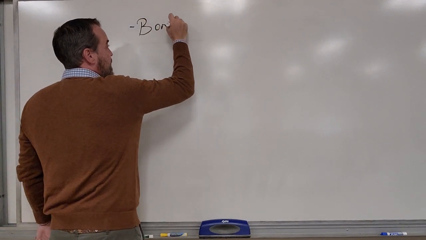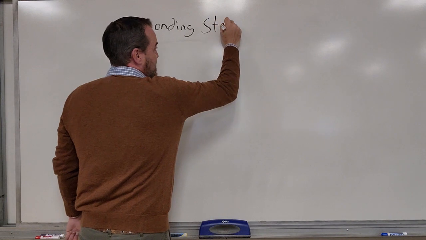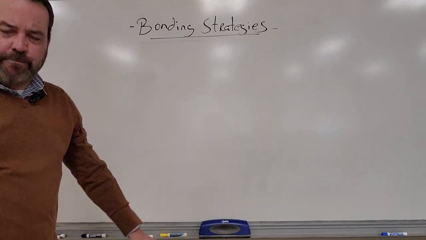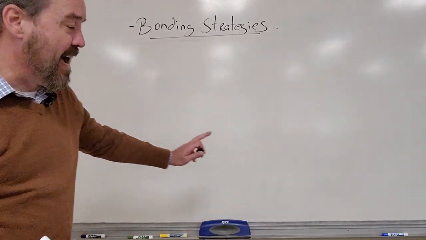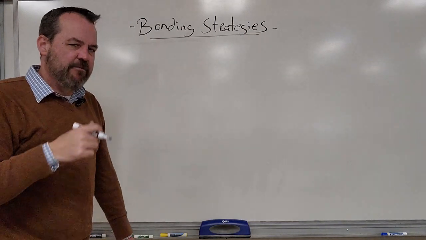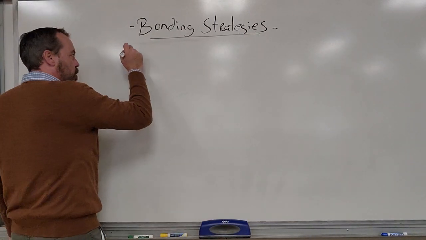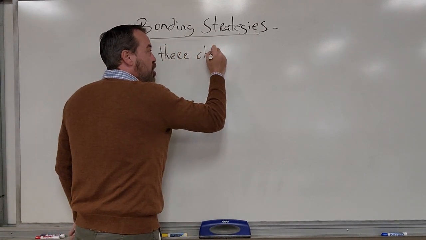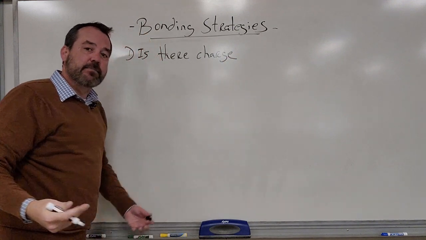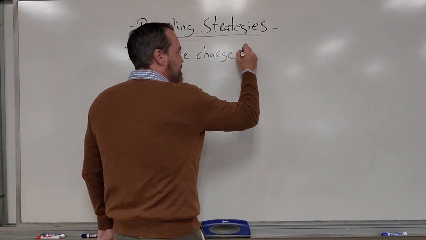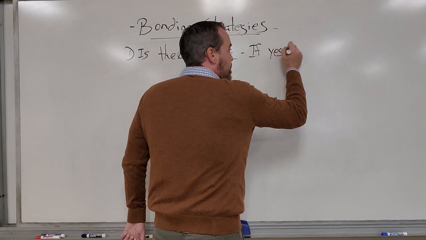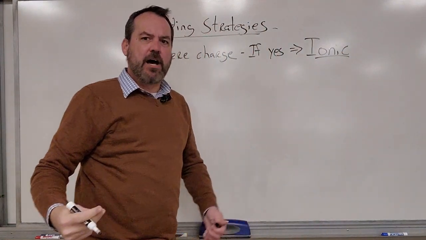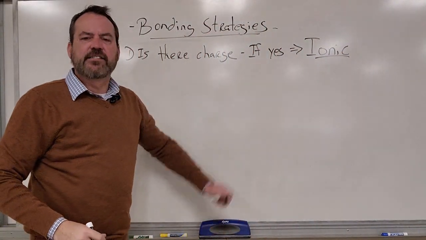At bonding strategies. And what I mean by this is how do we figure out what kind of bond it's forming or it's going to form? I'll show you an atom and ask, what kind of bond will this atom form? This is how we answer that. One, we look, is there a charge? Is there a charge associated with this atom or atoms that are about to bond together? If yes, then this is an ionic bond. Because if we have a charge, then we're talking about ions, and a bond between ions is an ionic bond.